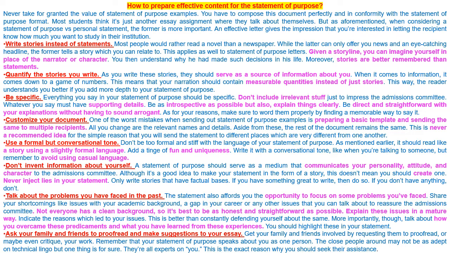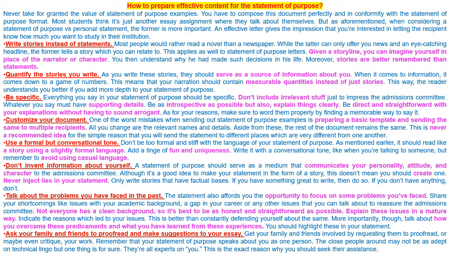An effective letter gives the impression that you're interested in letting the recipient know how much you want to study in their institution. Write stories instead of statements. Most people would rather read a novel than a newspaper. While the latter can only offer you news and an eye-catching headline, the former tells a story which you can relate to. This applies as well to statement of purpose letters.